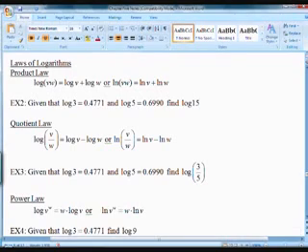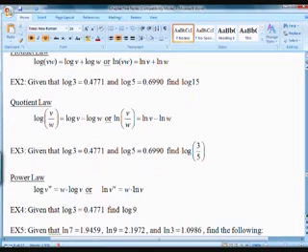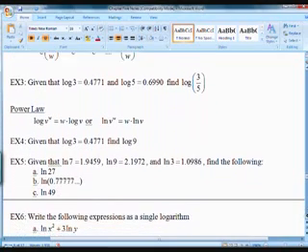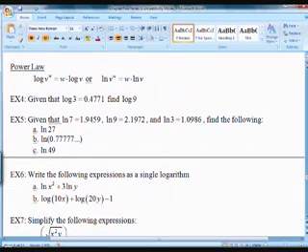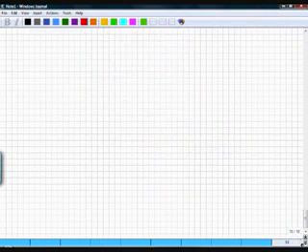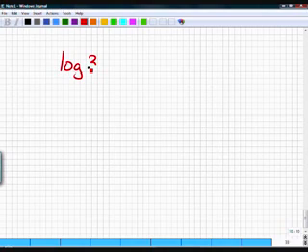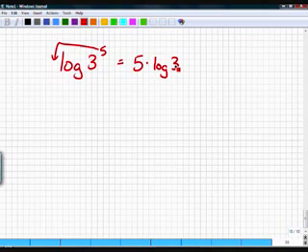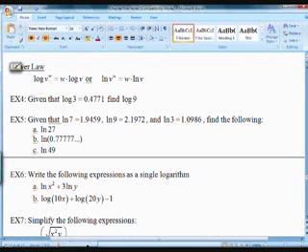The last rule is your power law. And this is pretty easy. It's the one that's most commonly forgotten, though. If you have the log of something to a power, the log of 3 to the 5th power, that says you can take that power, move it down front, and change it to multiplication. The log of 3 to the 5th power is the same thing as 5 times the log of 3. That's all the power rule says. You can take a power, move it down front, change it to multiplication. To me, it's odd why that works.